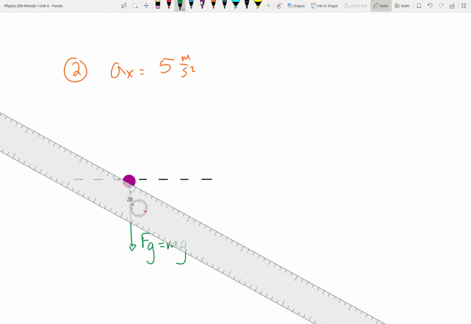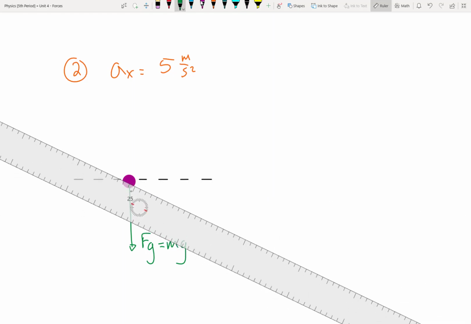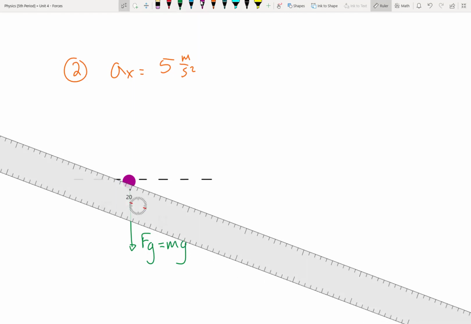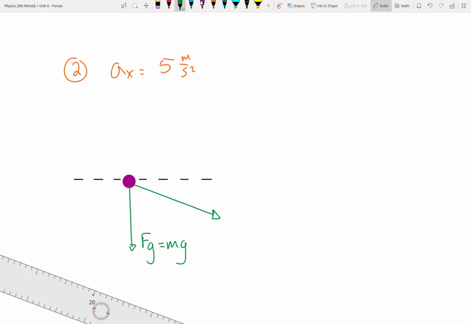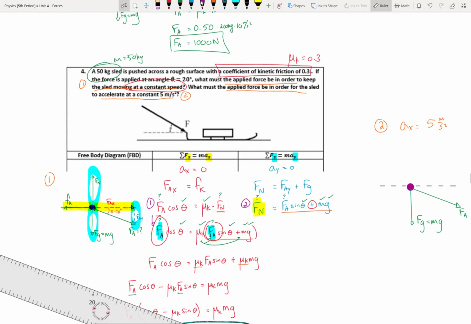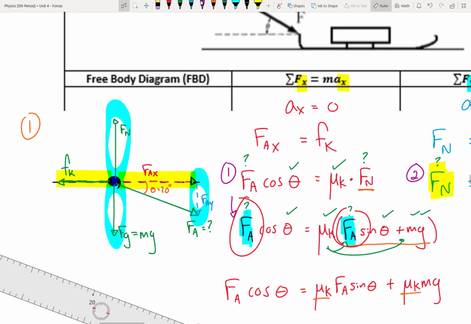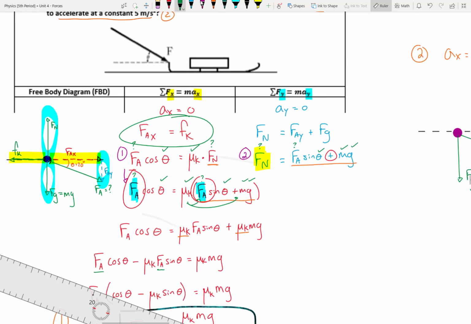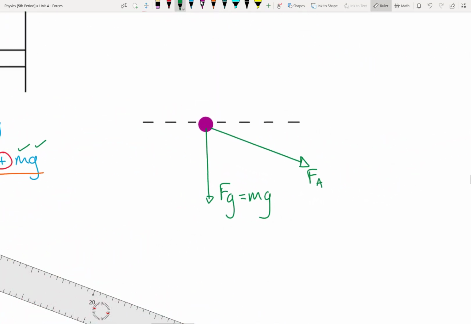And what's going to be different now is that this horizontal component of our applied force is going to have to be bigger than the frictional force if we're going to get it to accelerate. Right, before in part 1 we had Fk balancing with the applied force in the x direction, but now we want to get it to speed up, which means we need an unbalanced force to the right.